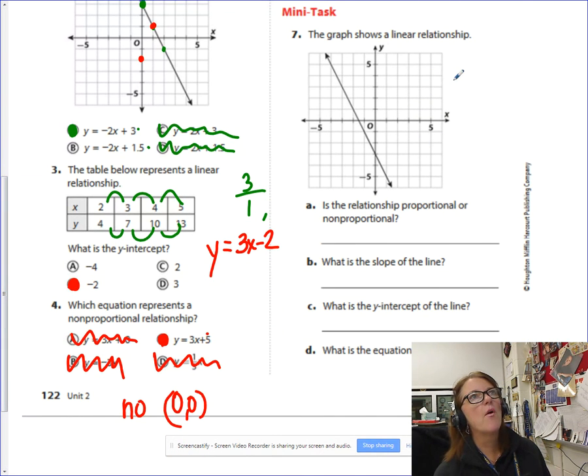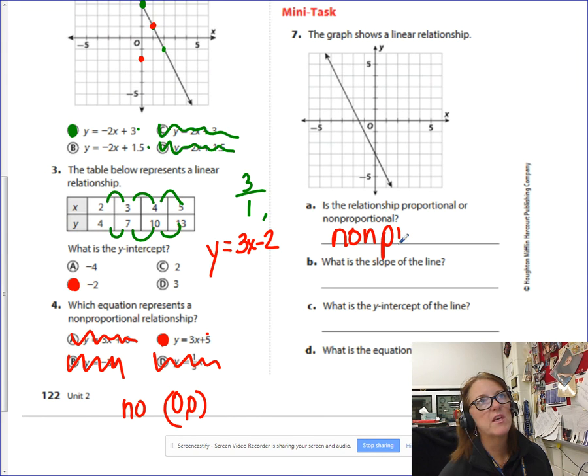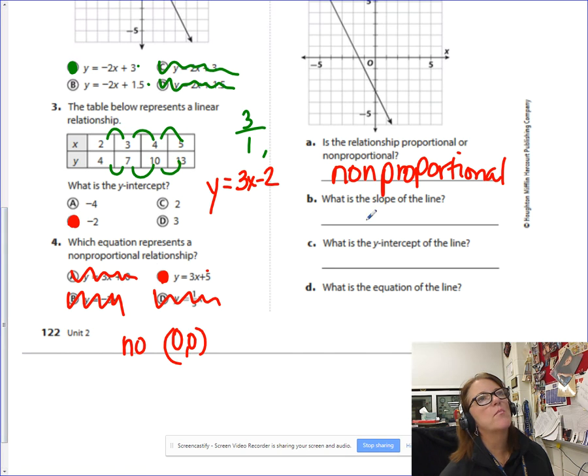Last one. Here we go. This is linear. Is it proportional or non-proportional? This is just a tell me answer. No reason necessary. What is the slope?